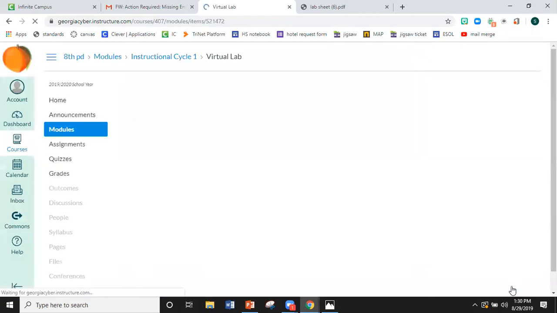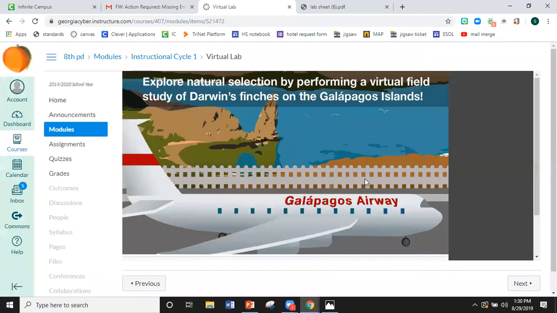I have to leave student view. Here we go. All right. I can't fly all of us down to the Galapagos to look at the birds like Darwin did, so we're going to do the best we can, and we're going to do a virtual lab.